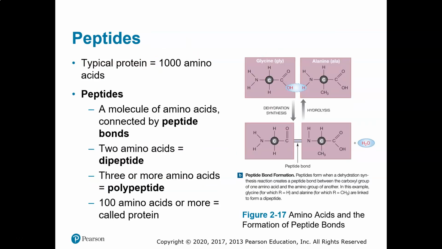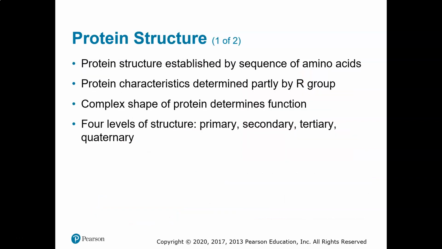A peptide is a long chain of amino acids. It's a molecule of amino acids. They're connected by peptide bonds, which is a bond between the carboxyl group and the amino group of two different amino acids. And it's called a polypeptide if it's 3 or more amino acids, and 100 amino acids or more is called a protein. So a protein is just a larger polypeptide or a larger peptide.